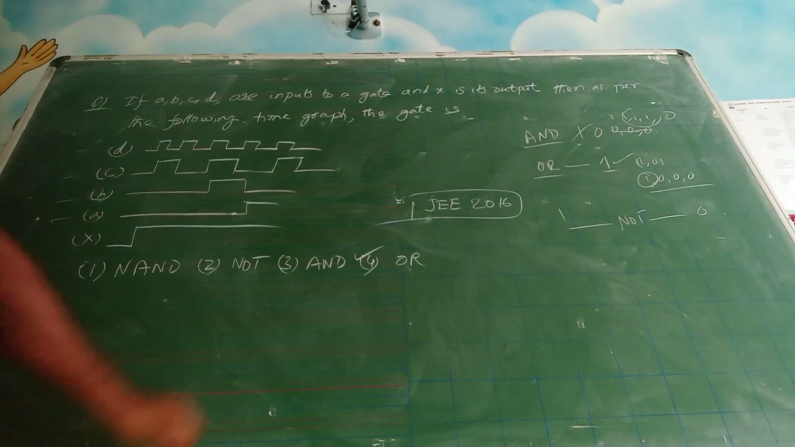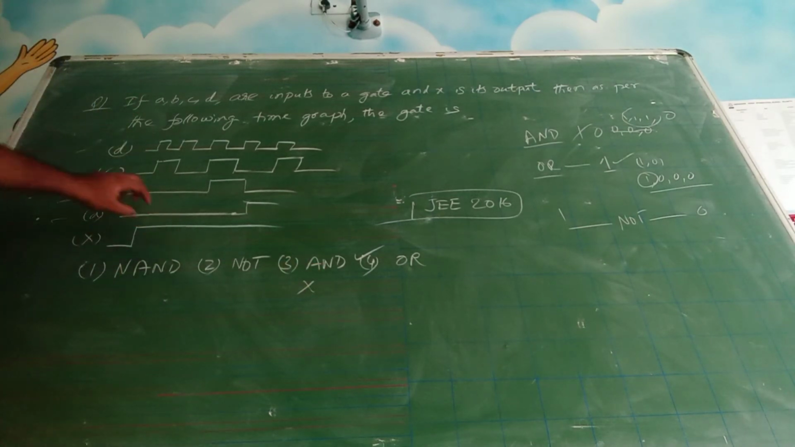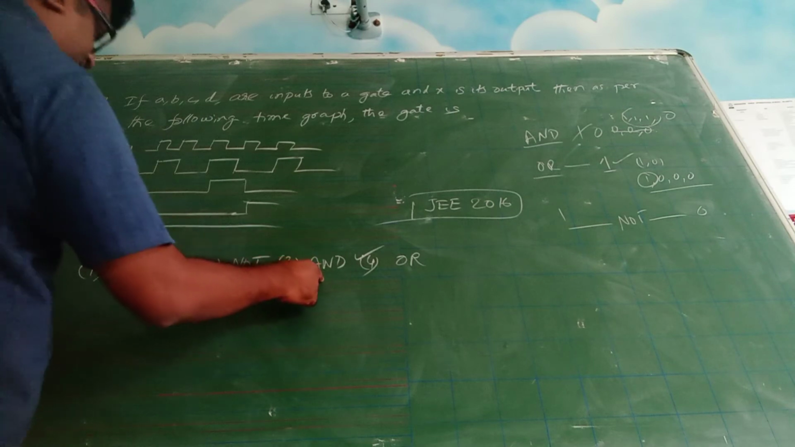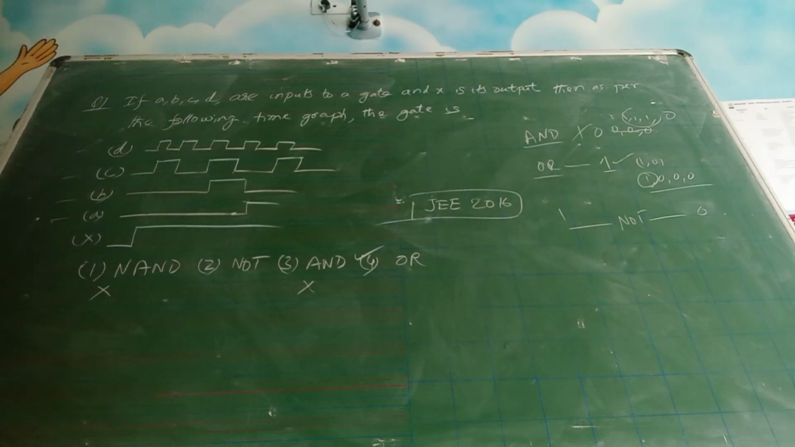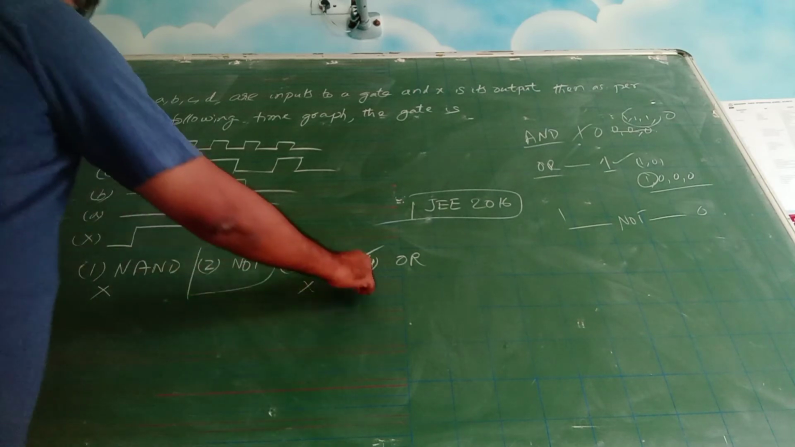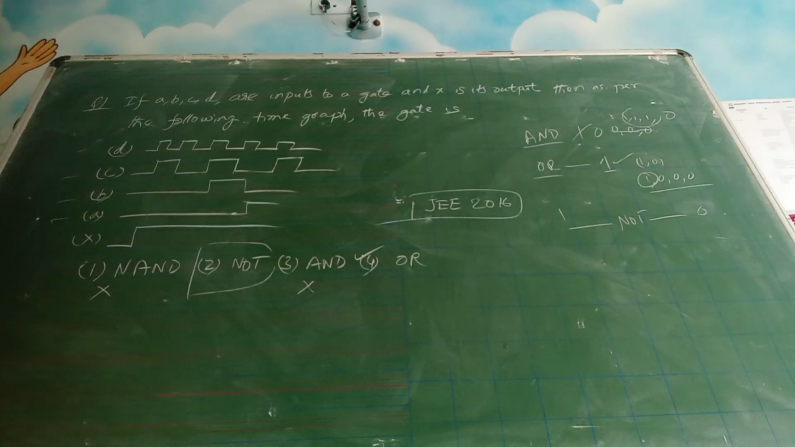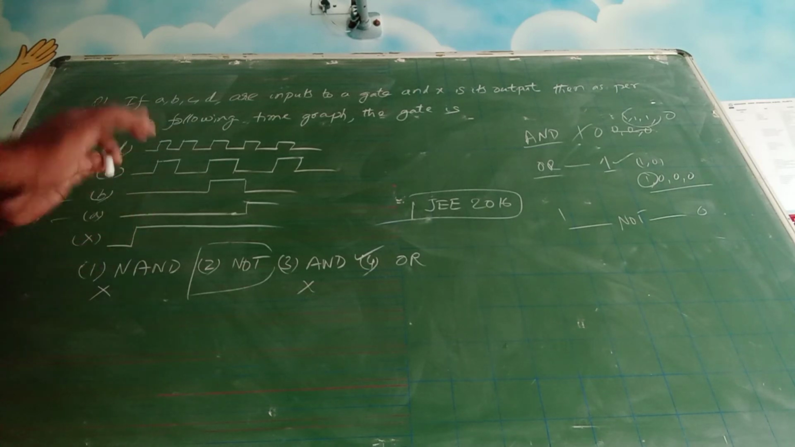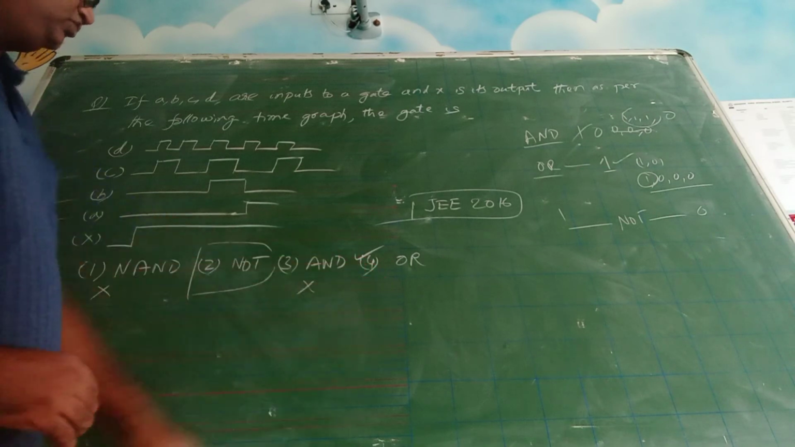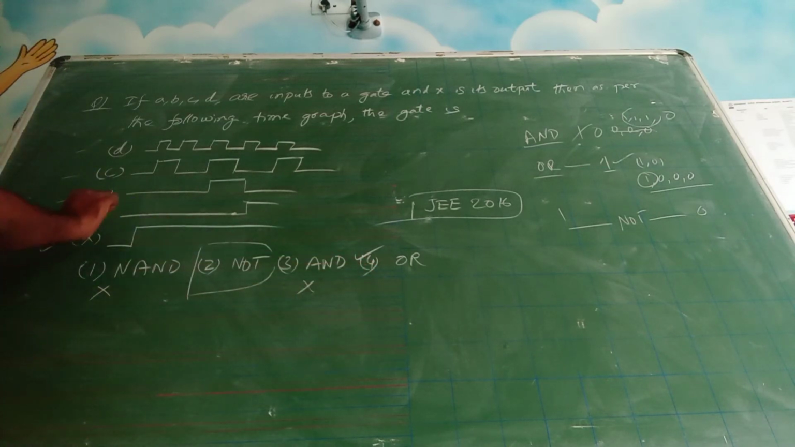AND cannot be the case, because in AND, to get 1 all three have to be 1s, but they are fluctuating, they are not like that. So if AND is not possible, definitely NAND is not possible. And NOT is not applicable first of all. So your answer is OR. OR gate has to be used to get X as the output.